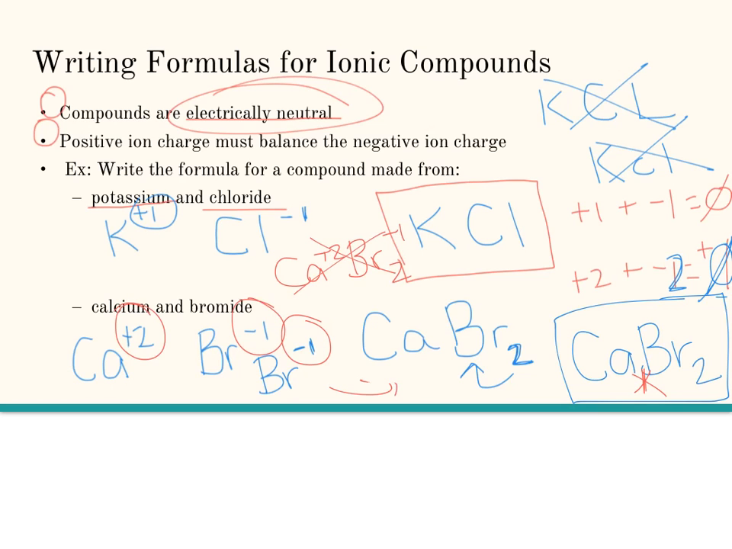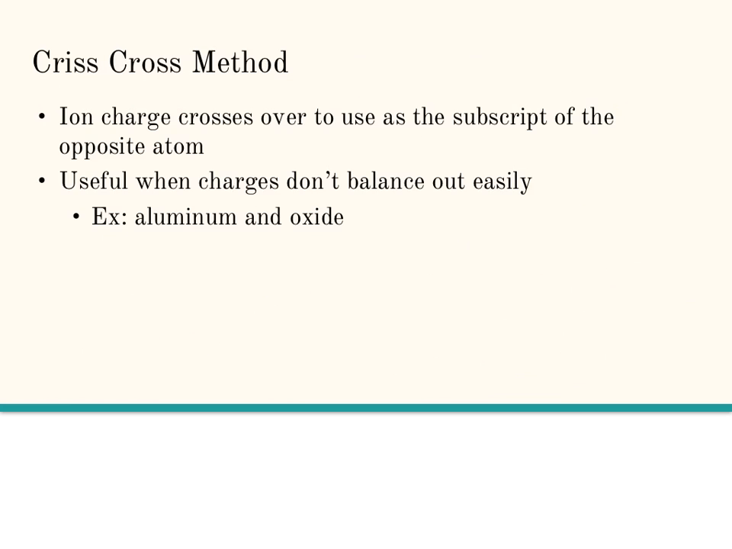Okay, so let's look at a couple more examples. Let's say that we want to write the chemical formula for aluminum and oxide. For this type of problem, we might want to use what is known as the crisscross method to come up with the formula. The crisscross method is useful when the ion charge crosses over to be used as the subscript of the opposite atom. And again, this is useful when the charges don't balance out easily.